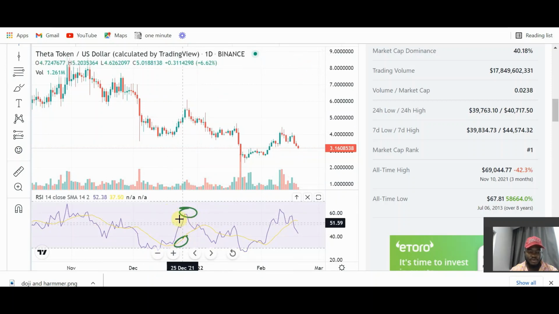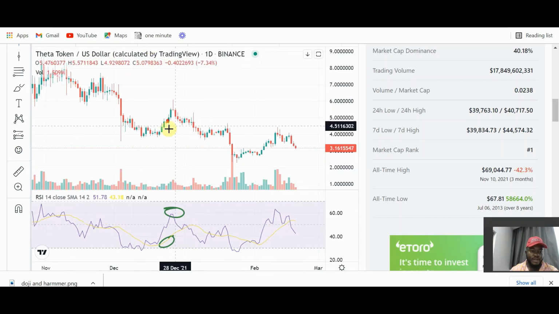Okay, let me leave this one so that you understand. Listen again. When the RSI crosses above the signal line, we get a buy signal. When it crosses below the signal line, we get a sell-off. So let me add moving average.